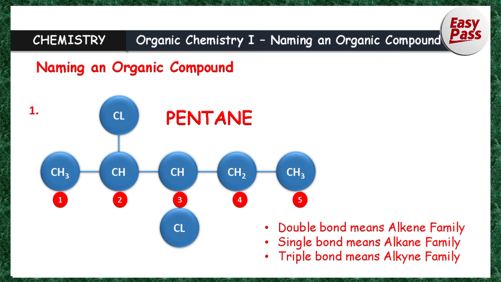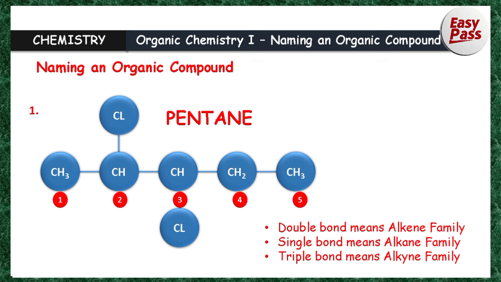In mathematics, 1 is mono, 2 is di. Under this structure, we have 2 chlorine atoms at carbon 2 and 3. You have to start numbering with the chlorine atom. At carbon 2, there is a chlorine atom. That's why you have 2, because it is carbon 2 that is carrying the chlorine atom. At carbon 3, we also have a chlorine atom, which is 3. You are telling us that carbon 2 and carbon 3 are the ones carrying the chlorine atoms.